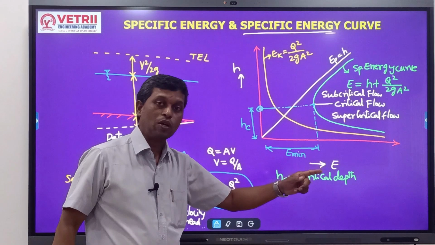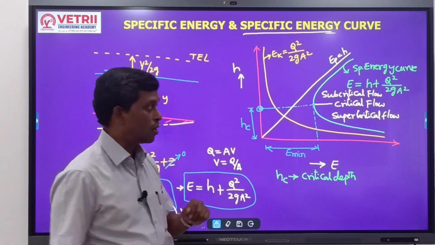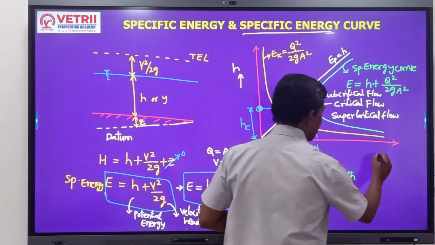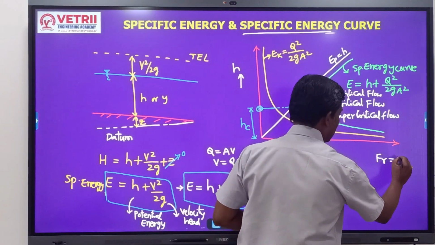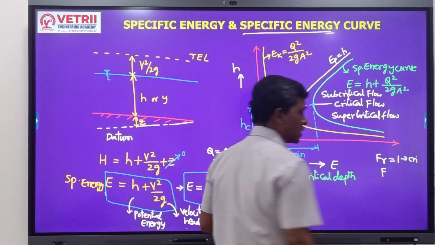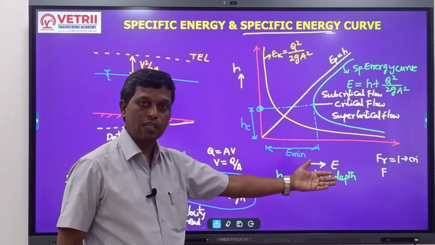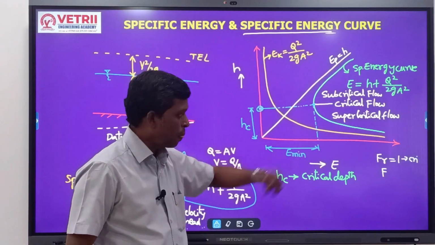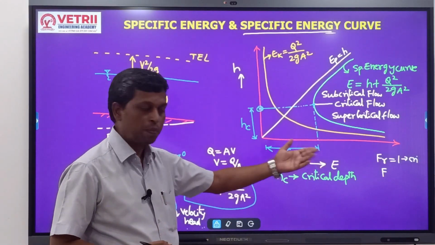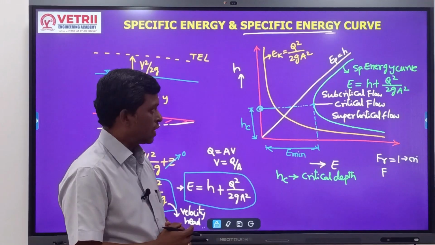Based on Froude number also we have differentiated the flow. Froude number Fr equal to 1 is critical flow. Fr less than 1 is subcritical flow. Fr greater than 1 is supercritical flow. So the previous classification based on Froude number we can recollect here.